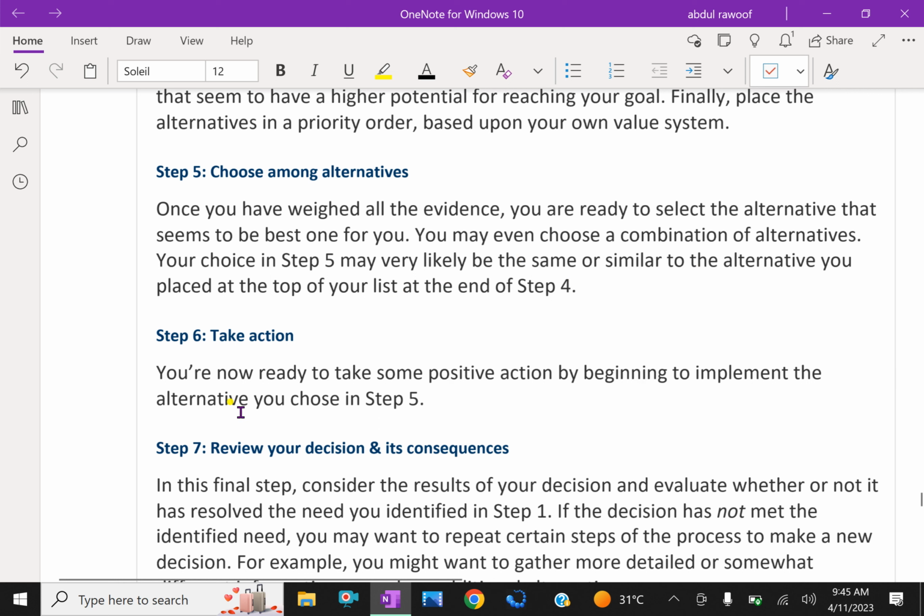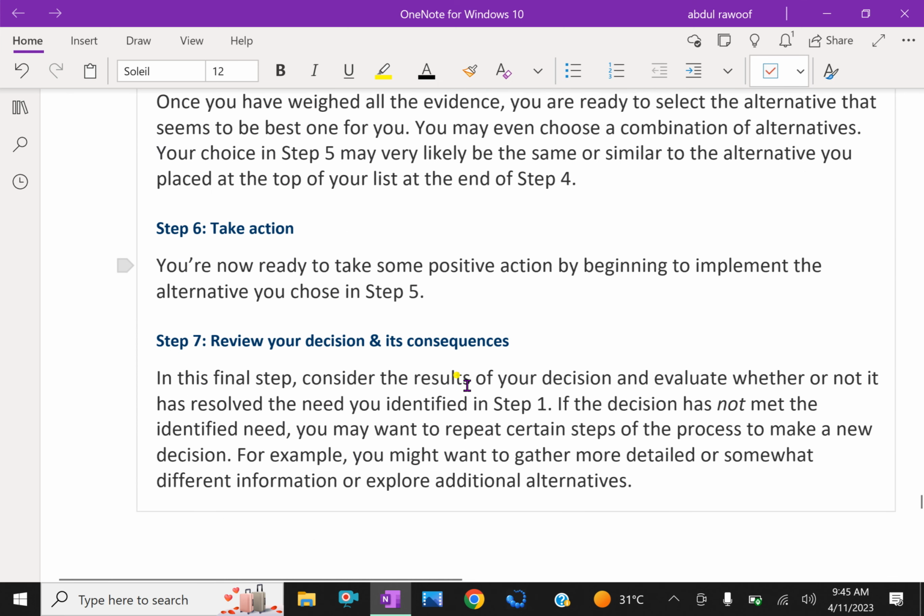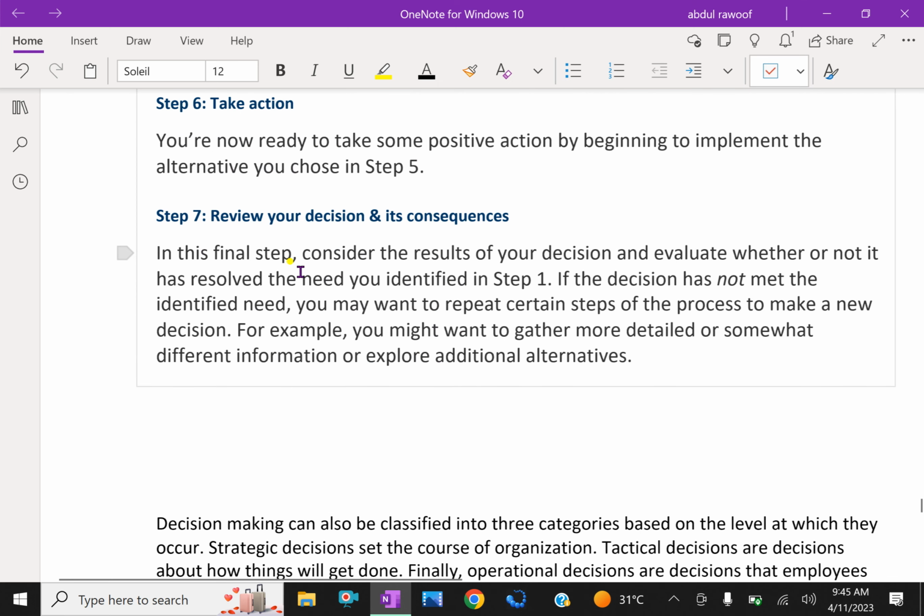Next one, take action. You are now ready to take some positive action by beginning to implement the alternative. That means after choosing among the alternatives, you have to take action. The last step, review your decision and its consequences.